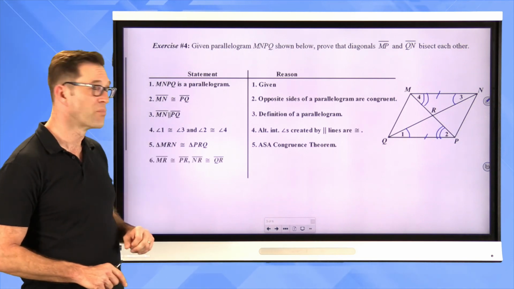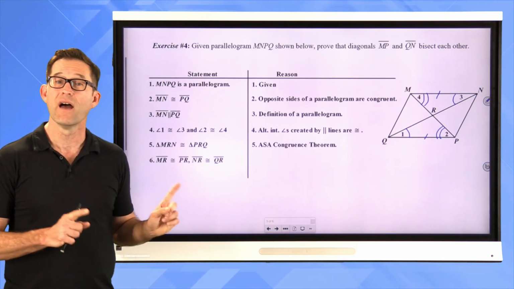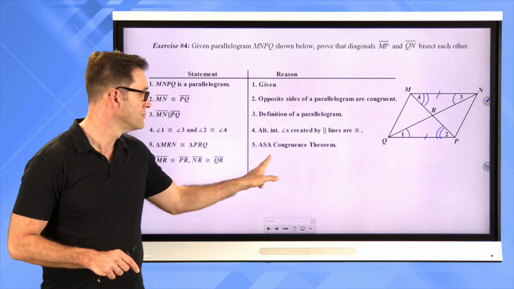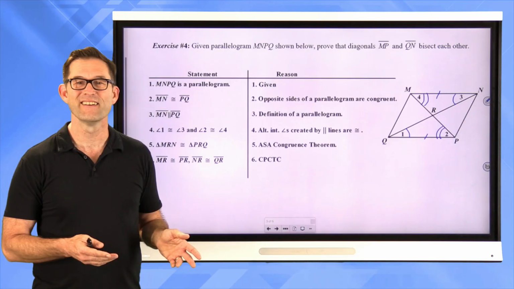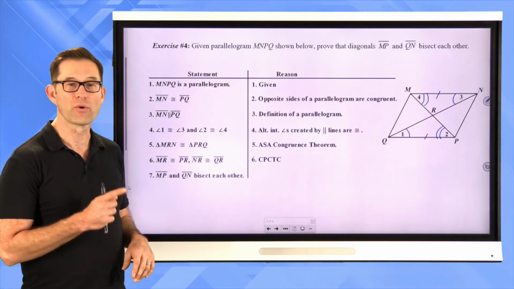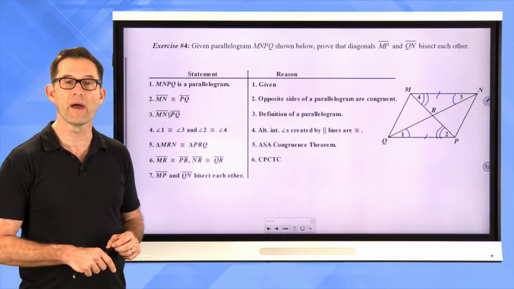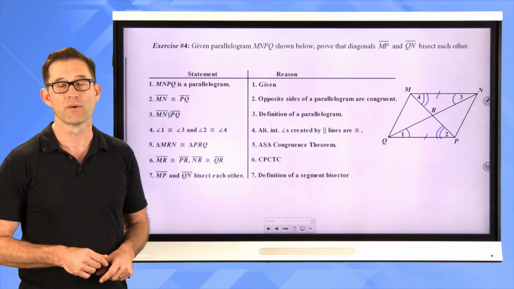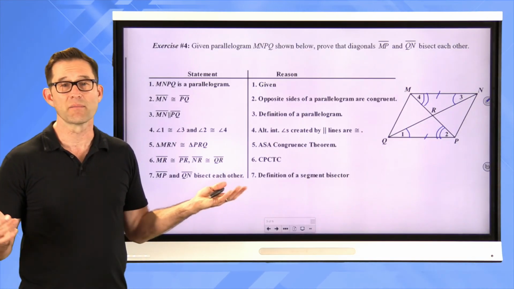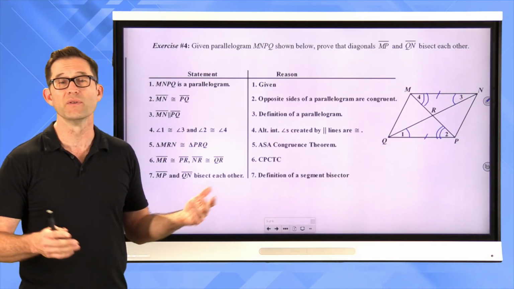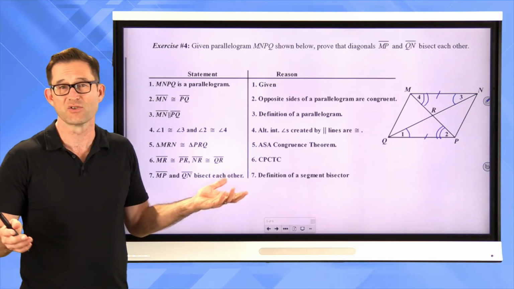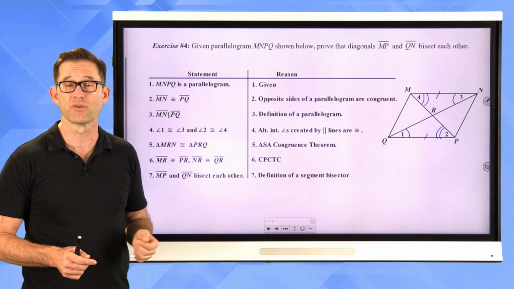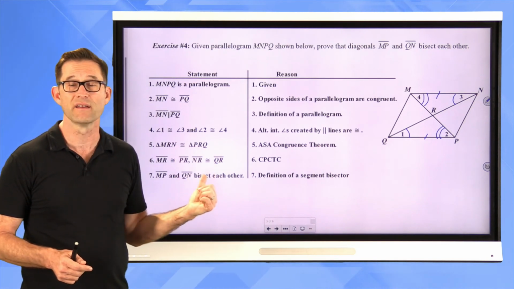We now bring in our CPCTC reasoning. MR is congruent to PR, NR is congruent to QR, CPCTC, and finally, what we're trying to prove, MP and QN bisect each other, the definition of a segment bisector. Or you could say any two segments that cut each other into two congruent segments are bisecting each other. But this is literally the definition of a segment bisector. That's what a segment bisector does, it creates these kinds of conditions.